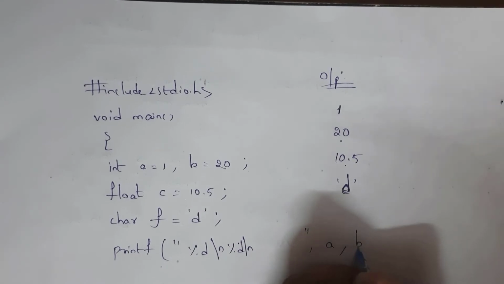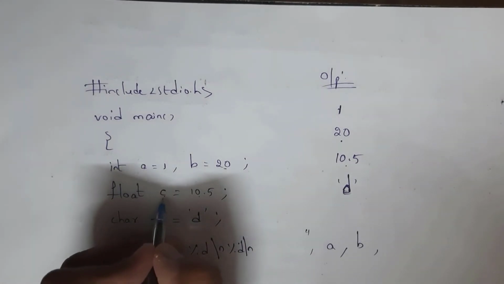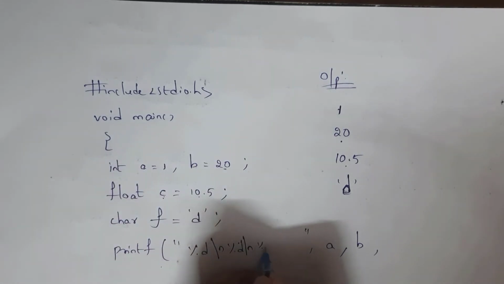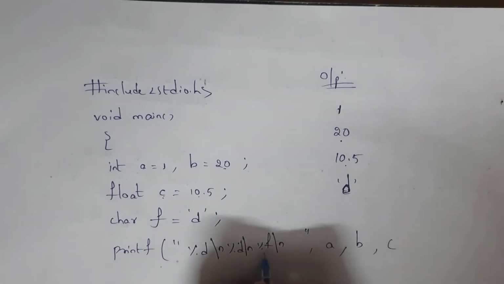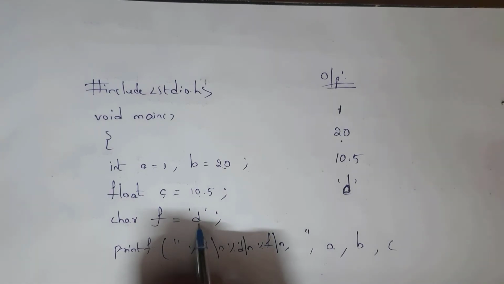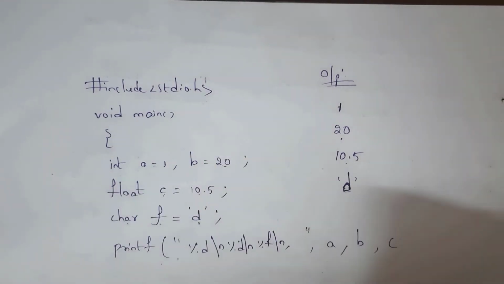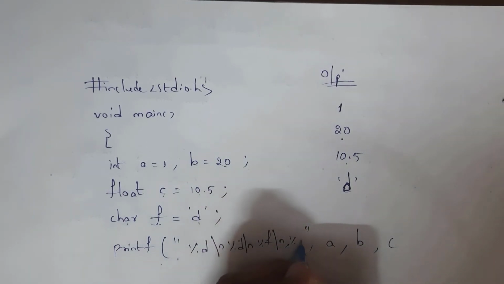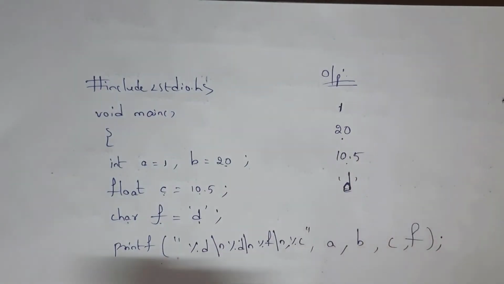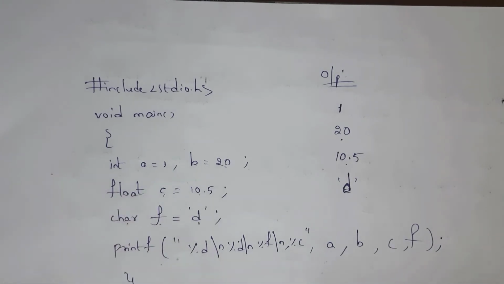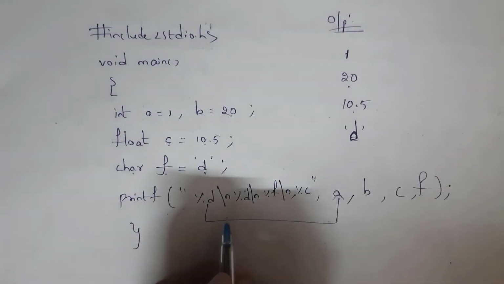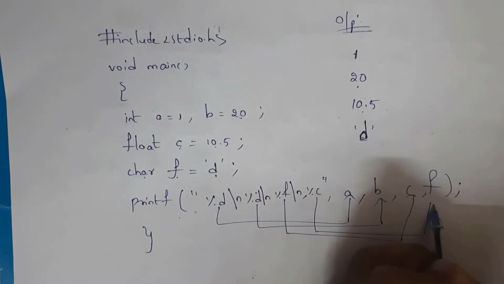This is for b. And next, 10.5 is present in variable c. This variable c is float type, so I need to take %f \n, comma. This is for c. The last one is d. d is present in variable f, and this variable f is character data type, so I need to take %c, comma, f, close with semicolon. Whenever you execute this program, you will get the output 1, 20, 10.5 and d. This is my output.